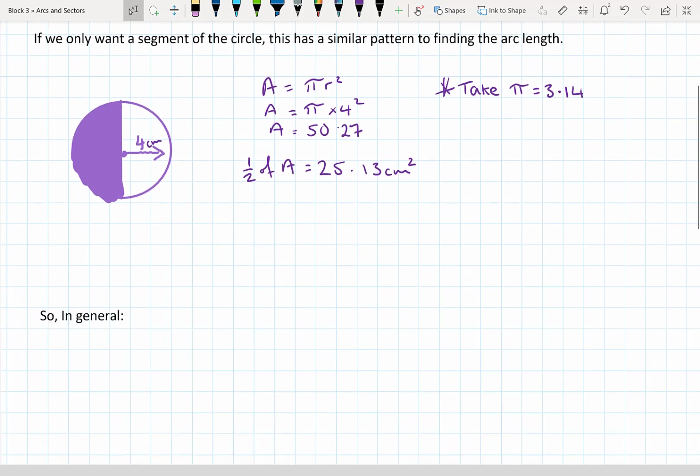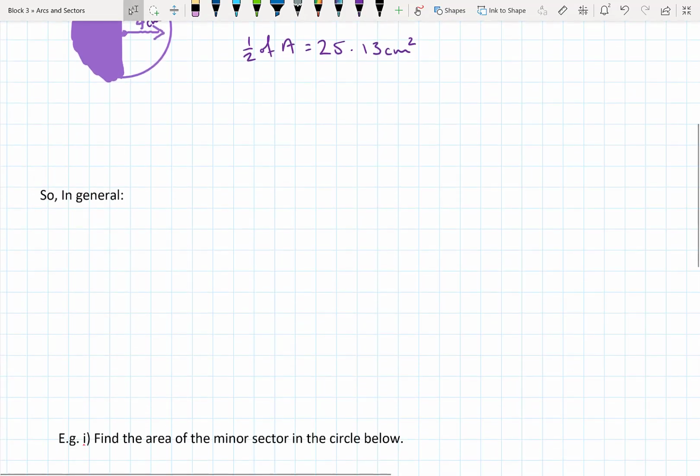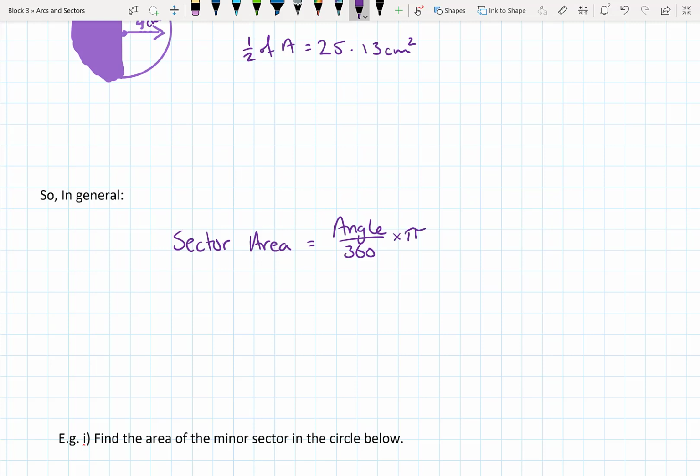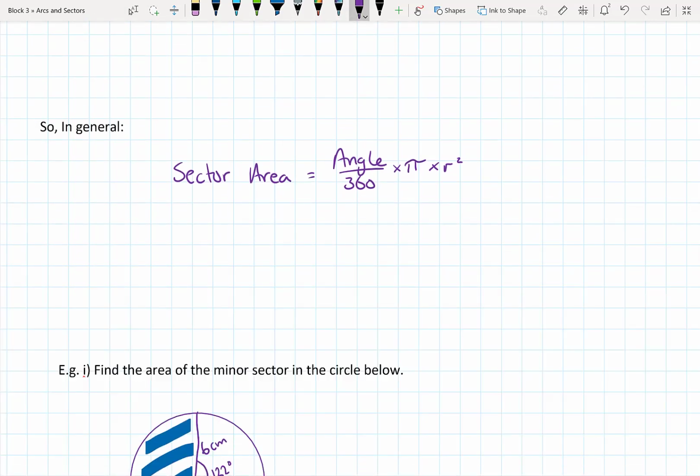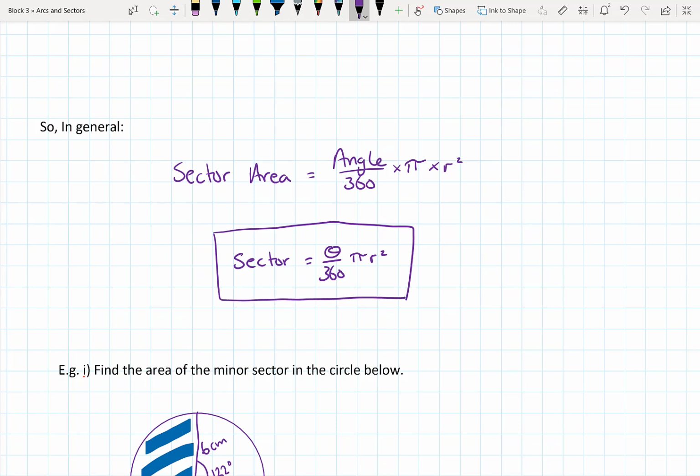Okay, how does that leave me in general? Let's go to the keyboard. In that case, our sector area is going to be equal to the angle over 360 multiplied by pi multiplied by the radius squared. So again, setting this up in a similar way to the way that we did our arc length yesterday. And so the sector is equal to theta over 360 pi r squared. And sticking it in a box.